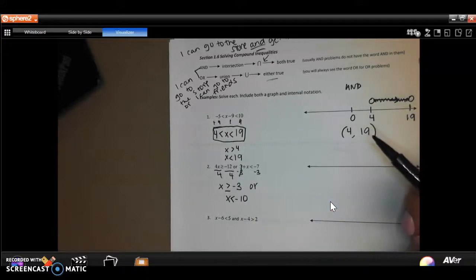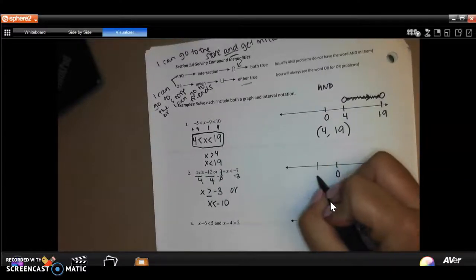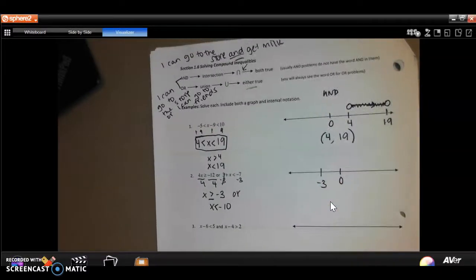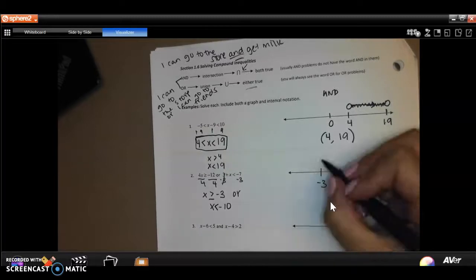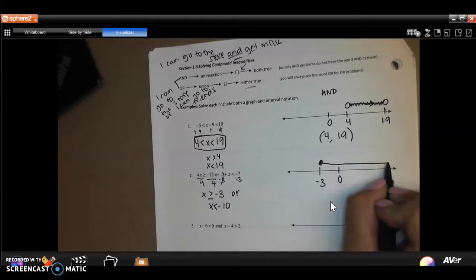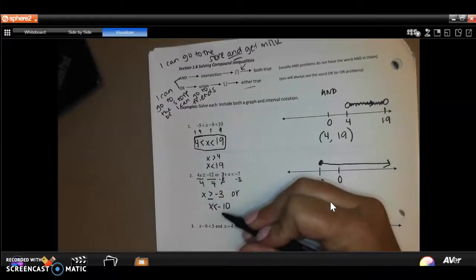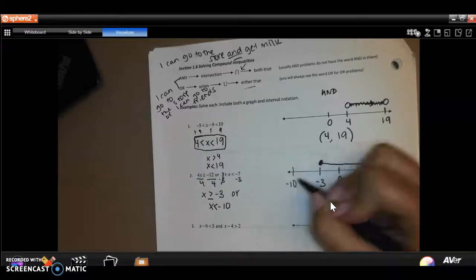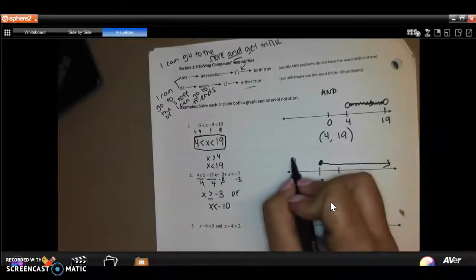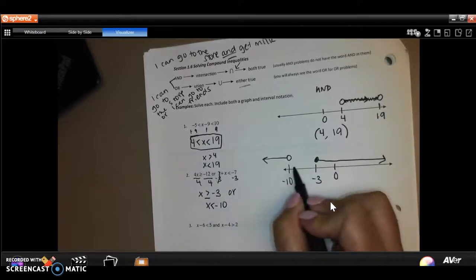So let's go ahead and do this. For x is greater than or equal to negative 3, I'm going to go ahead and indicate that there. Is my circle open or closed? Well, it's going to be closed, and it's going to the right. The next one, x is going to be less than negative 10. Again, it's an or, going the opposite way. There's no line underneath, so it does not hit that.